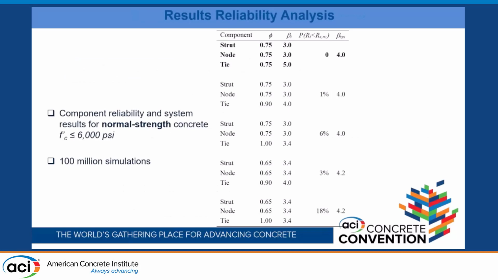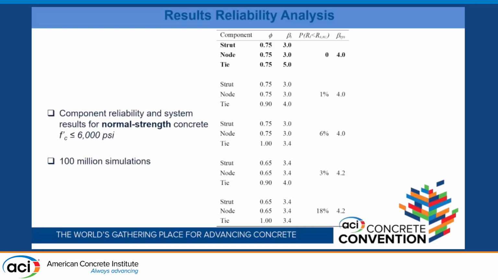This table summarizes results for normal strength concrete. For each component, strut, node, and tie, we have the phi factors. We have different sets of phi factors that were tested here. The first one in bold is current practice in ACI 318. Beta sub i is the reliability of each individual component. Beta sub system is the system reliability index.